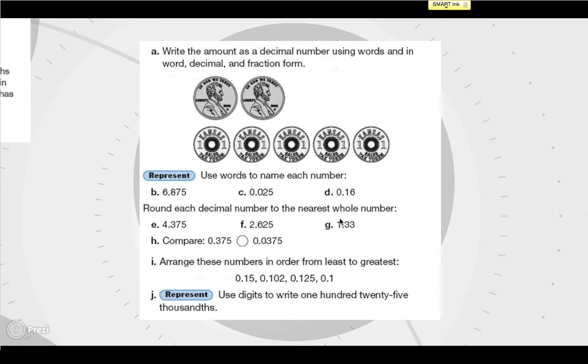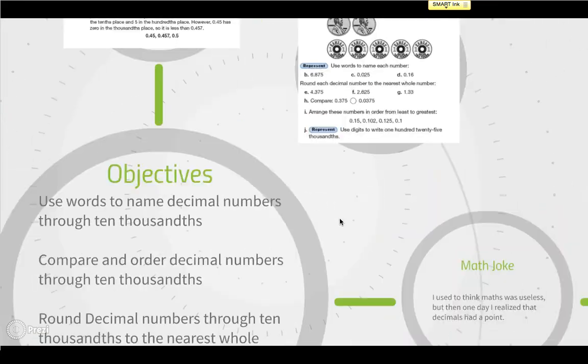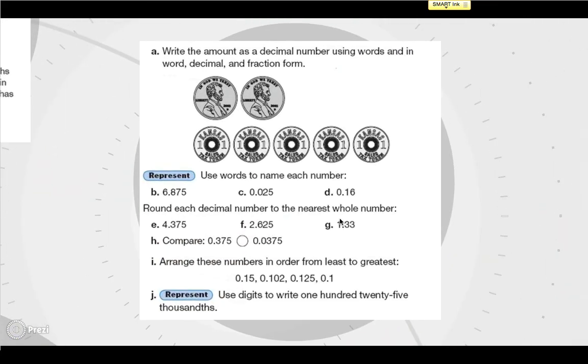Example. Oh, that's it. Is that it? Sweet. All right, we are at the finish line at lesson practice.